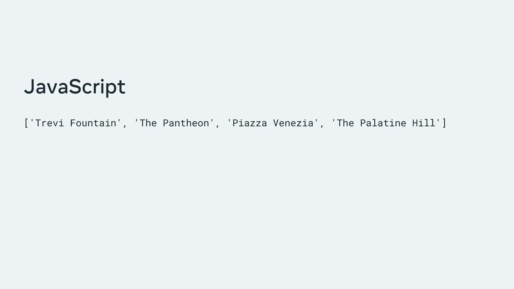If I inspect secondVisit, an array of the 4 remaining attractions, Trevi Fountain, the Pantheon, Piazza Venezia, and the Palatine Hill, are all saved as string primitives. The rest operator, therefore, gives us what is left over of the source array as a separate subarray.